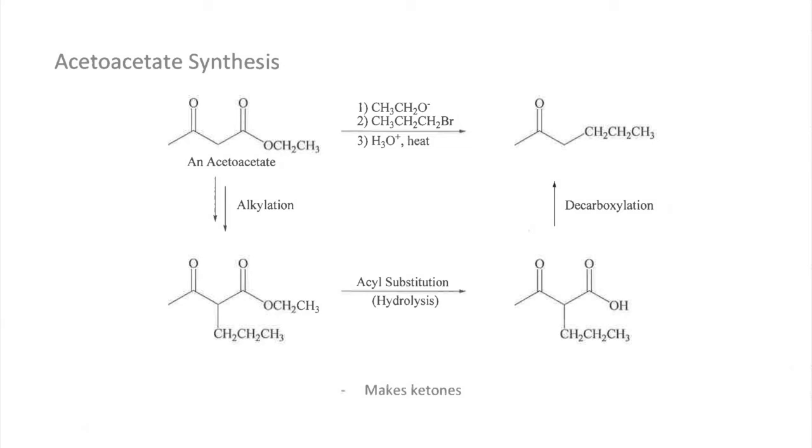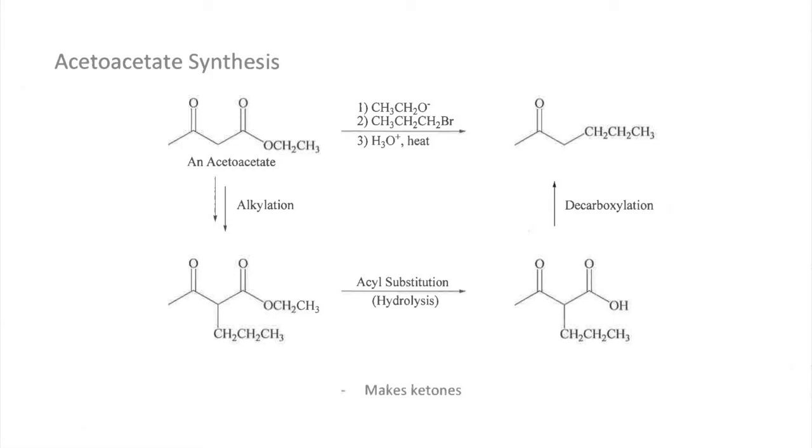The enolate will then attack. In this case, I'm using 1-bromopropane. It'll react with 1-bromopropane in what is really an SN2 reaction and introduce this alkyl group. From there, we're going to do an acyl substitution, specifically a hydrolysis reaction on the ester. We're going to hydrolyze that ester under acidic conditions, and we're going to form a carboxylic acid.